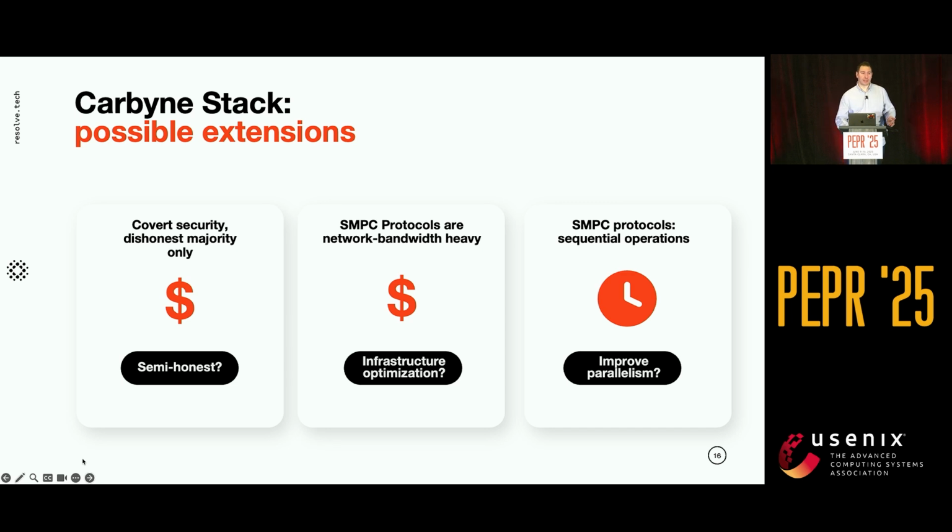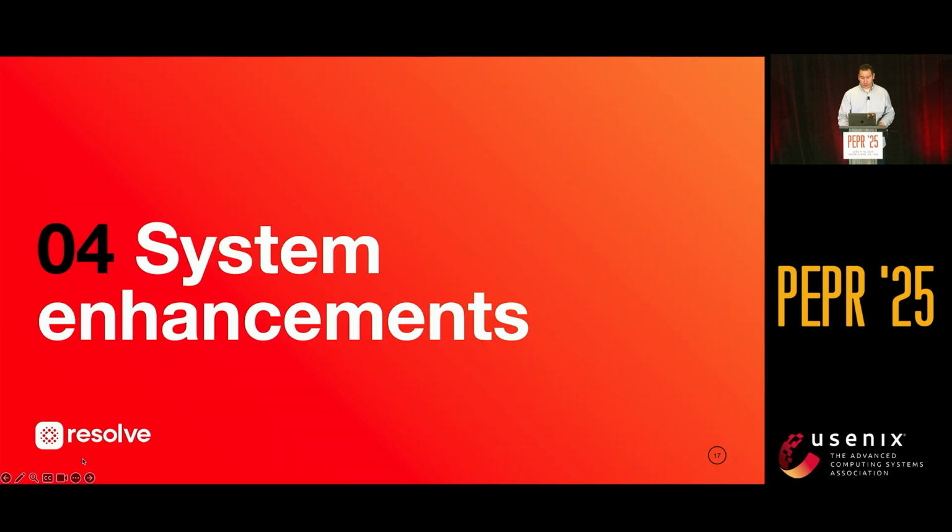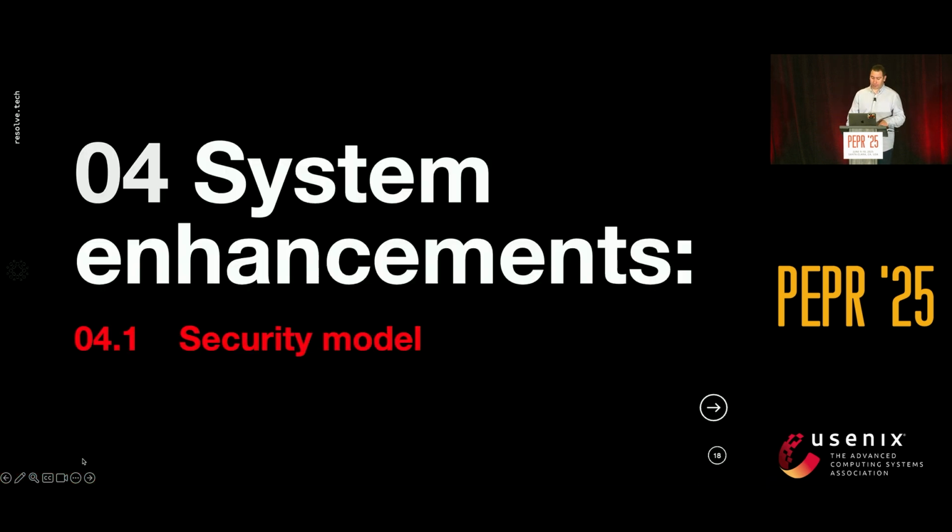Secondly, we know that all these secure multi-party computation protocols are network bandwidth heavy. They have many rounds of computation. So can we optimize the infrastructure? Finally, can we also improve the parallelism of our algorithms? Well, we focused on these three areas for our system enhancements, and I'm going to now present to you all of them. First, the security model.